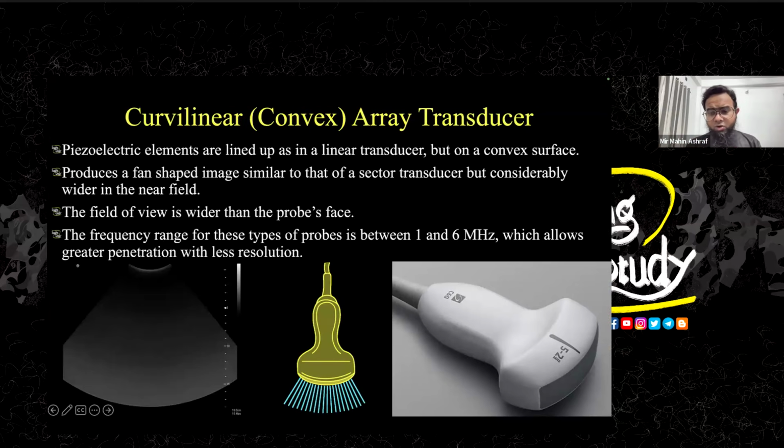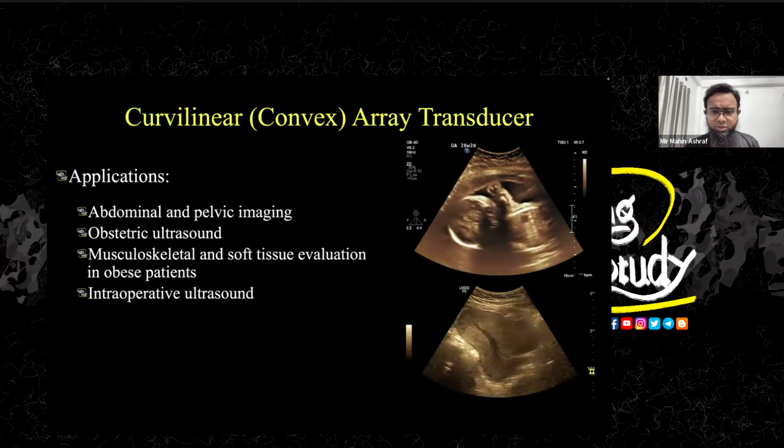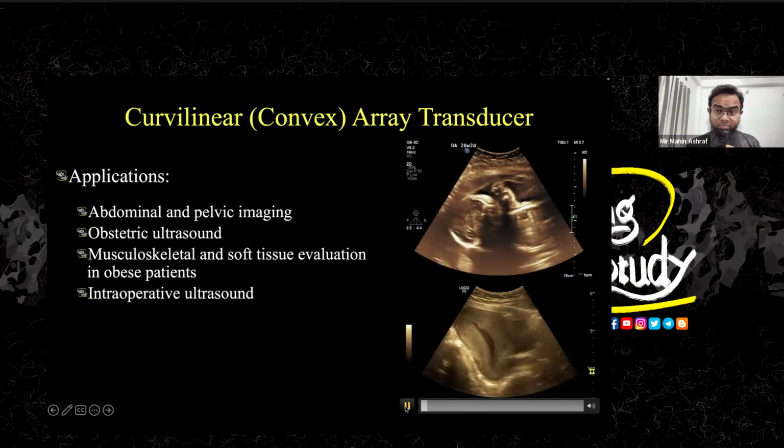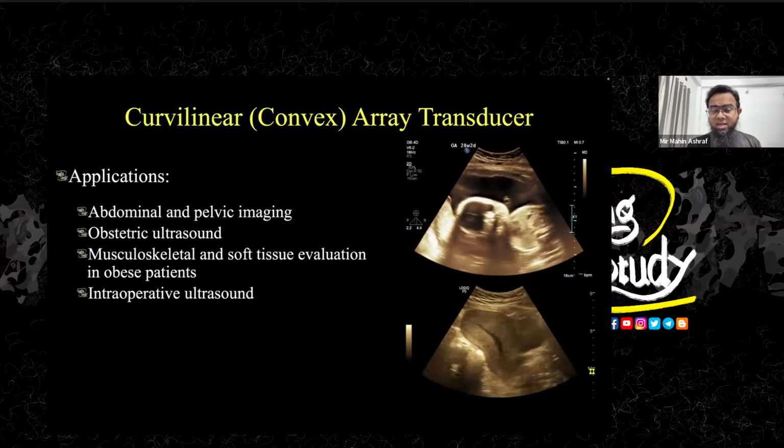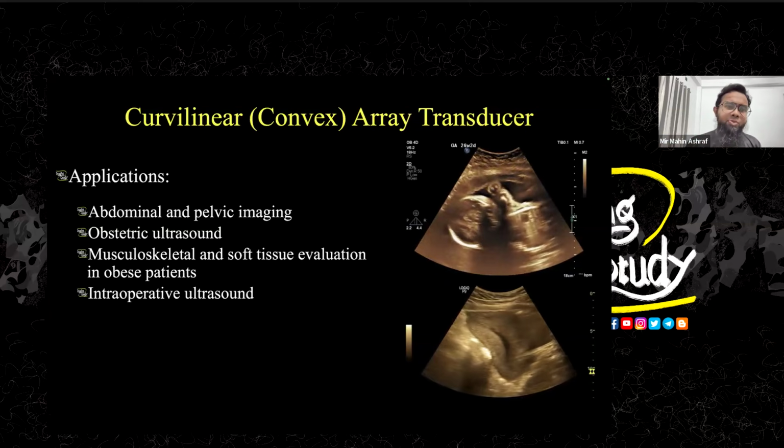So the curvilinear or convex transducer, as its name suggests, has a convex surface and it produces sound waves like a fan pattern, and the sound goes very deeply. So we use low frequency here to see the deeper structures with a good resolution. We use this transducer for any abdominal or obstetric ultrasounds, definitely because we are using low frequency, so we can see very deep structures with better resolution, I think.